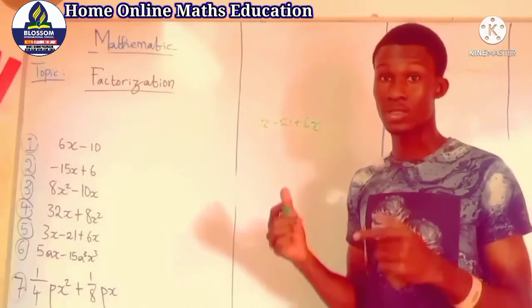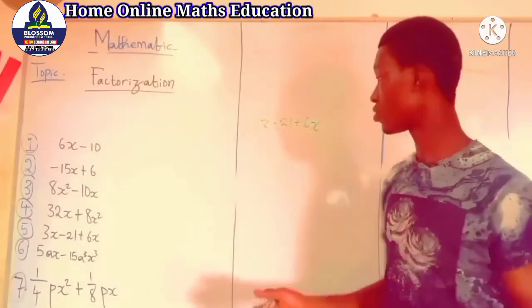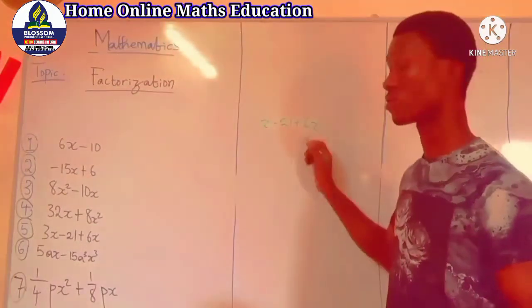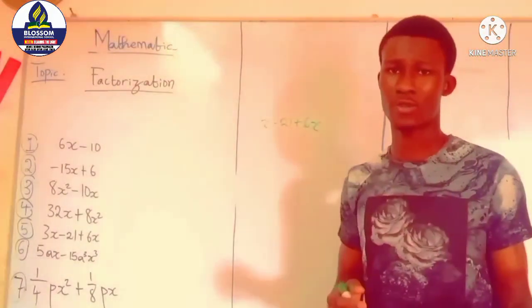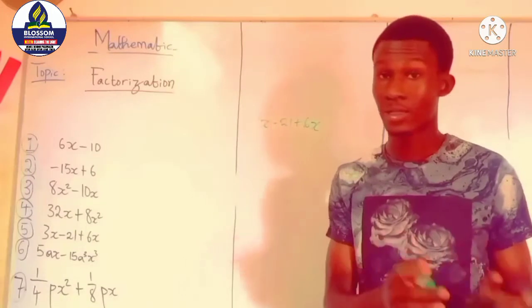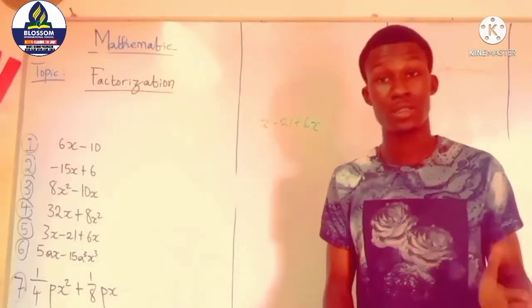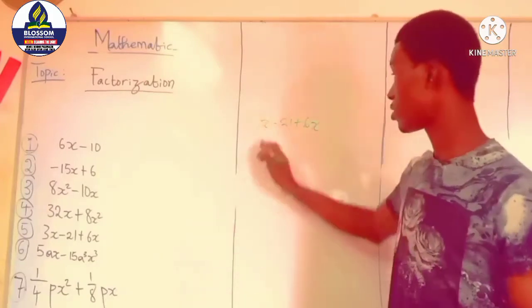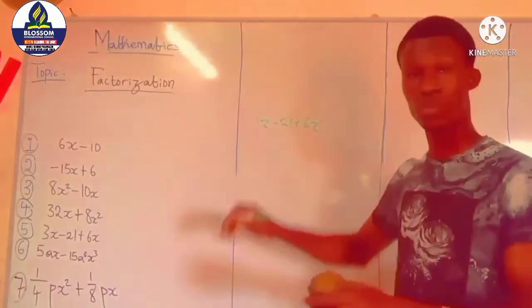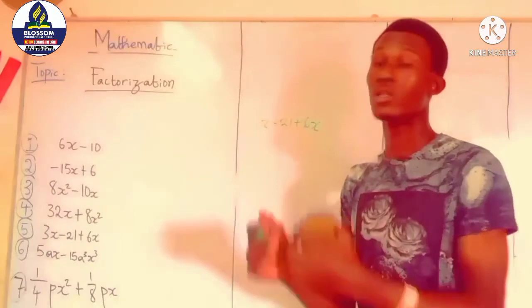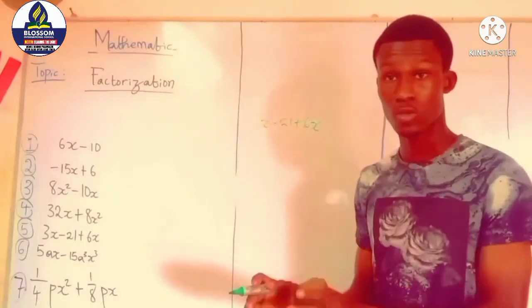Now, this one is as easy as these other ones. Why do I say so? This is 3x and this is 6x, right? So what do you have to do? All you have to do is just what? Connect like terms, grouping of like terms. It's just like saying the boys have to go to one side and the girls have to go to one side. This is 6x and this is 3x. So put the 3x and the 6x together and then leave negative 21 on its own.